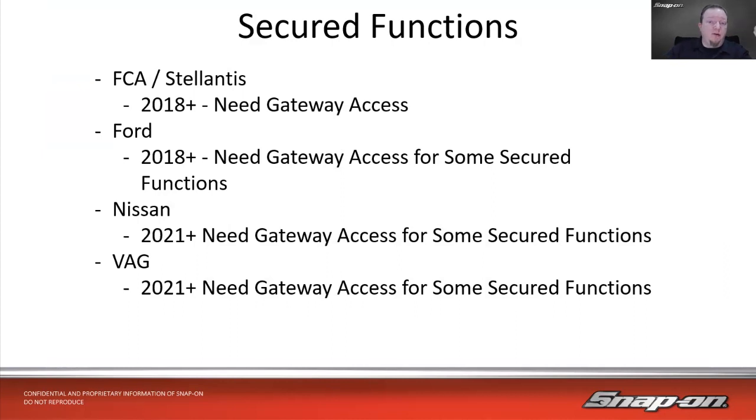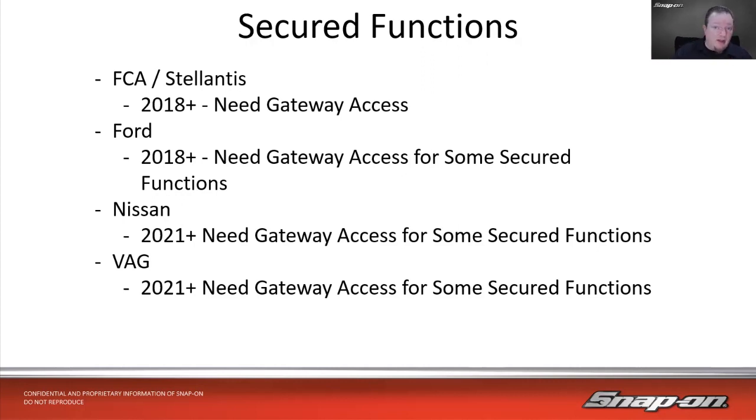Now, as we get into the newer vehicles, however, you're going to come across things like secured functions. So you may have heard a lot of talk, especially lately, about secure vehicle gateways and Snap-on security. So as far as the different manufacturers are concerned, as of the time of the recording of this video, the ones out there right now are FCA vehicles, Chrysler, Jeep, Dodge, that sort of thing, owned by Stellantis. It's pretty much anything 2018 and newer. I'm sure there's some 2018s that don't have it, but starting with 2018 and newer, you need gateway access to get to these functional tests.